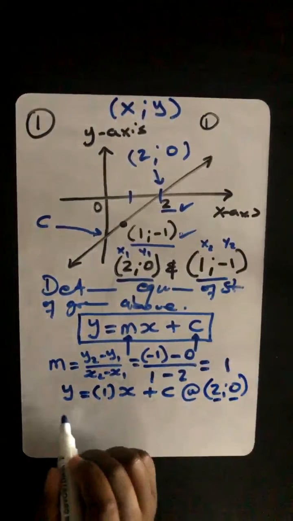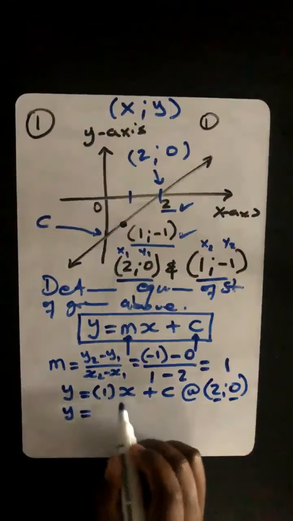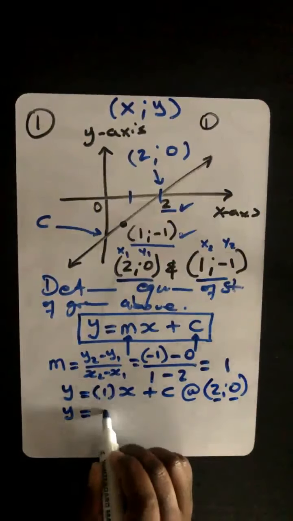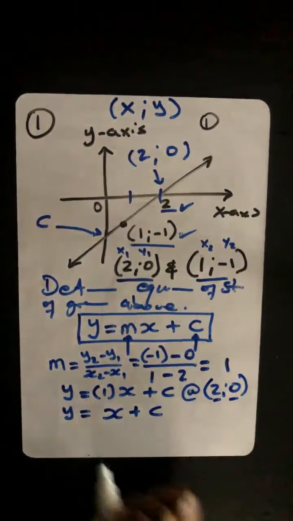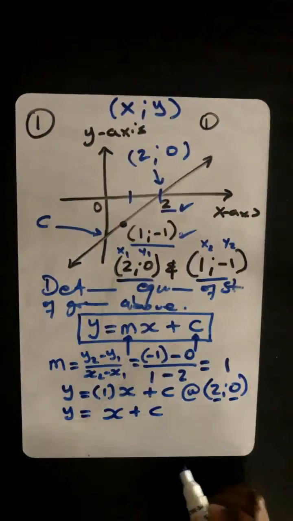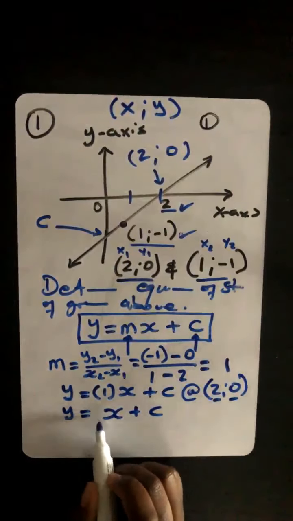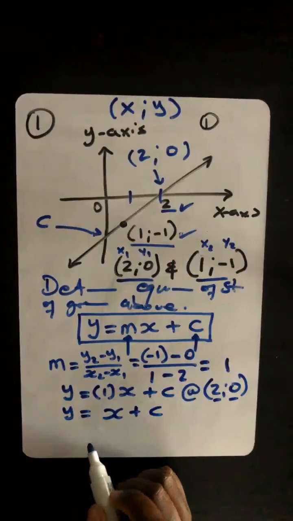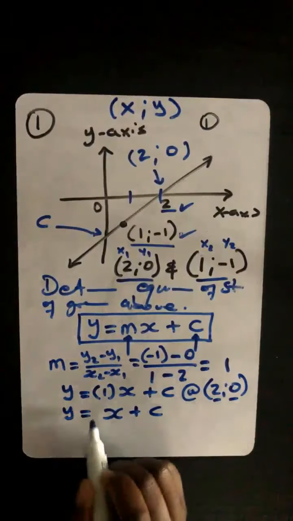But guys, this is y equals to... there is just 1, the gradient is 1, so we can just write x and say plus c. Why is it not necessary to write 1 over there? I've explained this in most of my previous lessons that if it's just 1, there's no need to write 1. But the moment it's a number bigger than 1, then you can write it over there. So there's an invisible 1 over there.